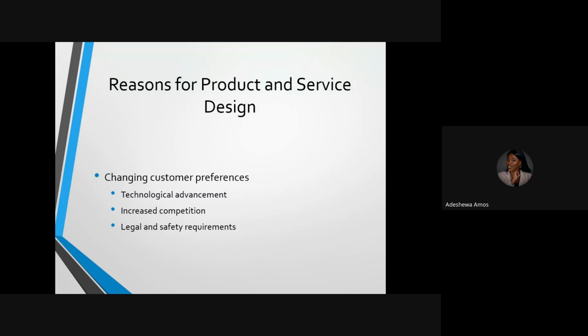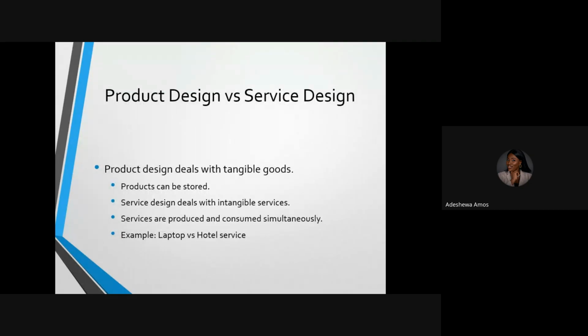Then we have increased competition. Your competitors are moving forward. You will not stand where you are. You also want to move forward and compete with them very well. So that will make you do product and service design. Then we have the legal and safety requirements, which I've explained earlier. It's just the same thing.